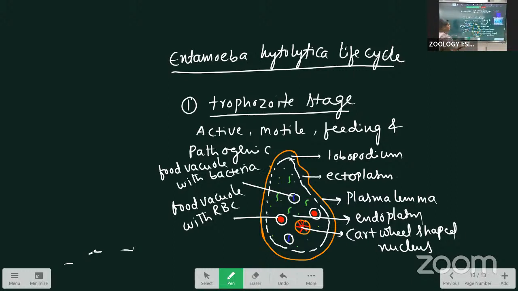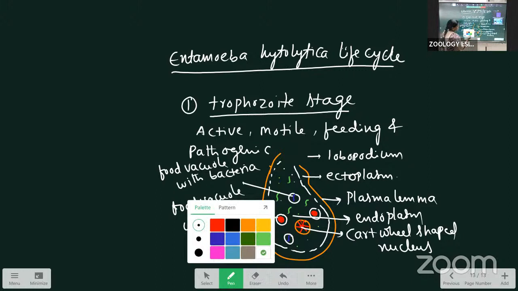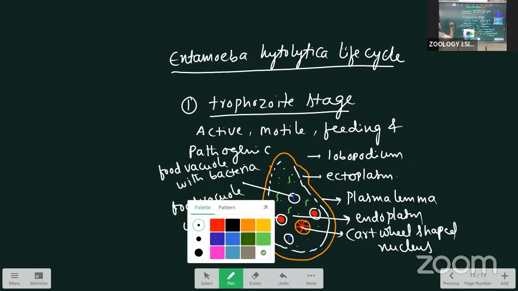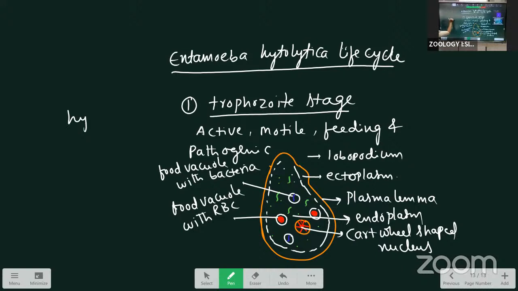Next, this is about the trophozoite stage. Mainly the pseudopodia is present, and with that pseudopodia they can move. That's why it is the active motile stage. They are also releasing an enzyme, which we call the histolysine enzyme. They are producing the histolysine enzyme.